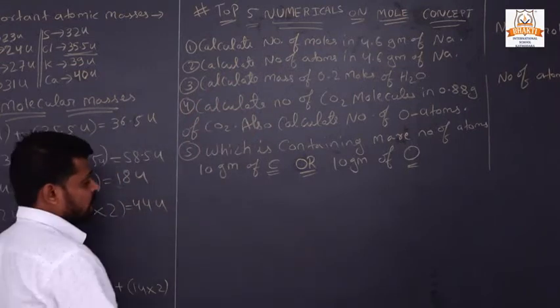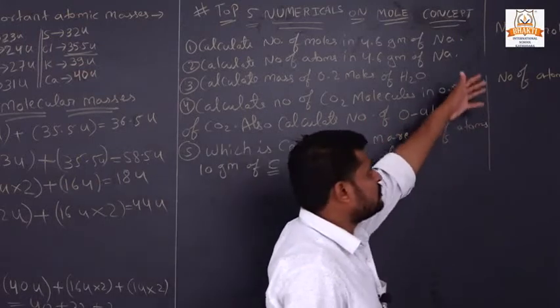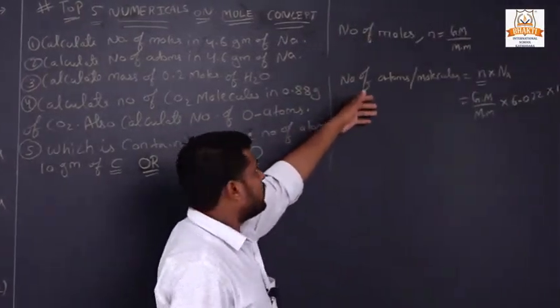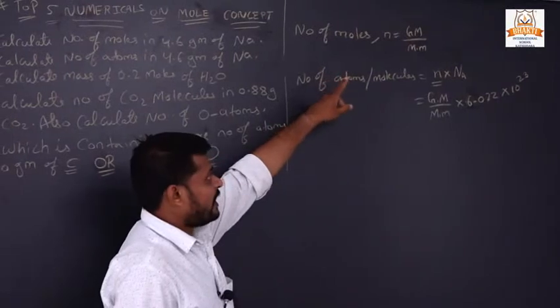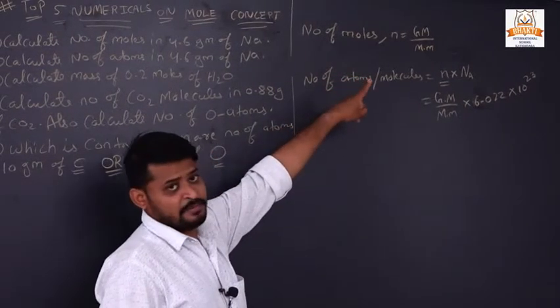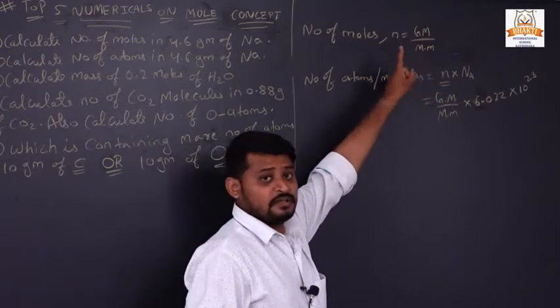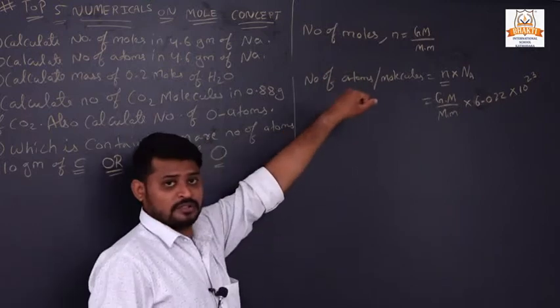So first we will see that in this mole concept we use these 2 formulas. One is the number of moles, N, the symbol for number of moles, equals given mass, Gm, upon molar mass. This is the formula to find the number of moles.